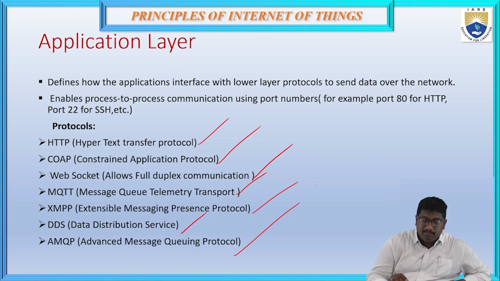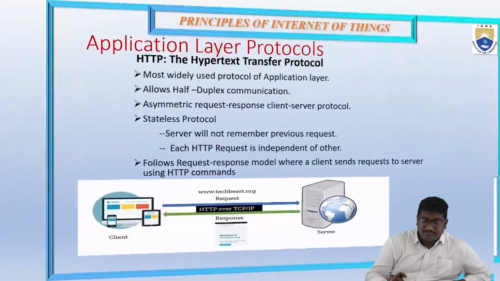Advanced Message Queuing Protocol. I thought CoAP was coaxial. In networking it was called coaxial, but here in IoT it is the Constrained Application Protocol, which is presented in the application layer. Once have a look.